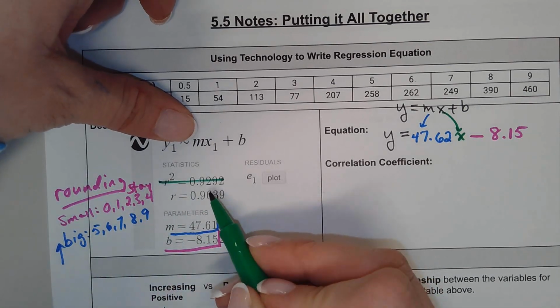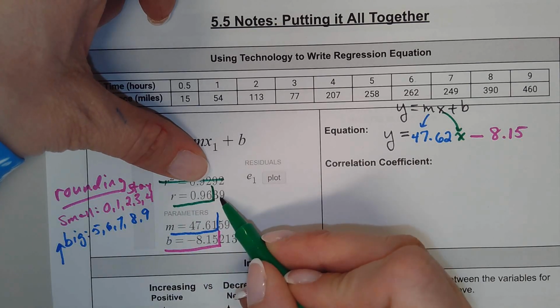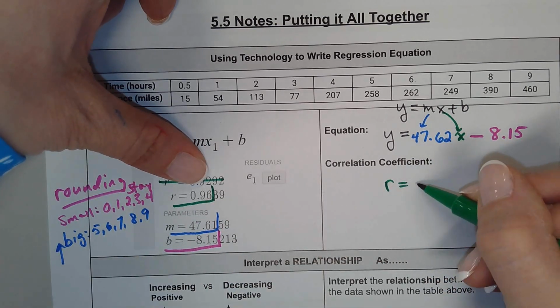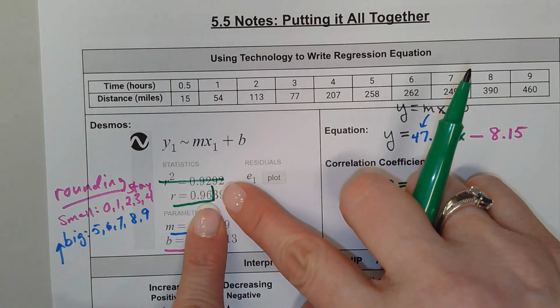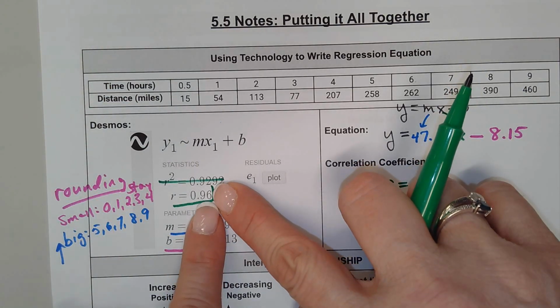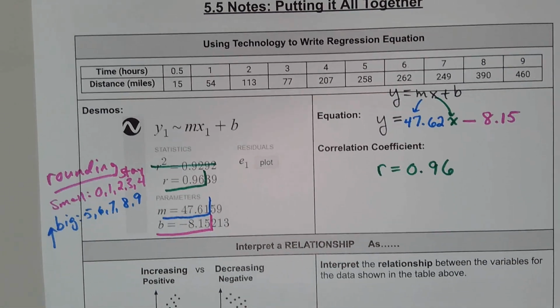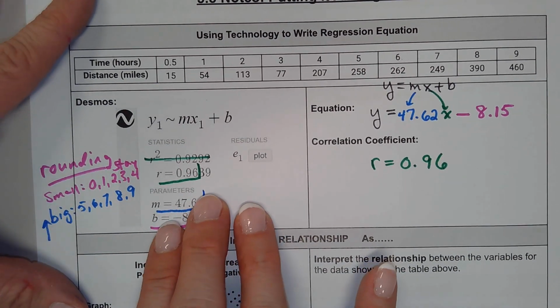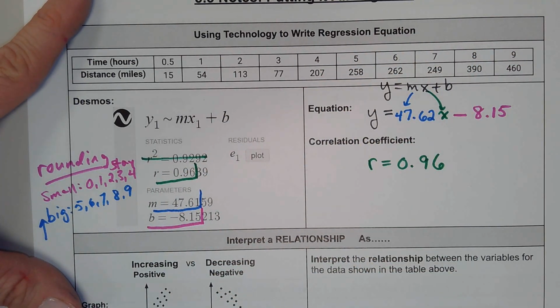The correlation coefficient is always going to be this little r. We're never going to do the r squared. And let's round this to 2 decimal places. So the correlation coefficient is 0.9. The next number is a 3, which is small, so we will keep it a 6. Okay? You will have to take a screenshot and form the equation from the information.